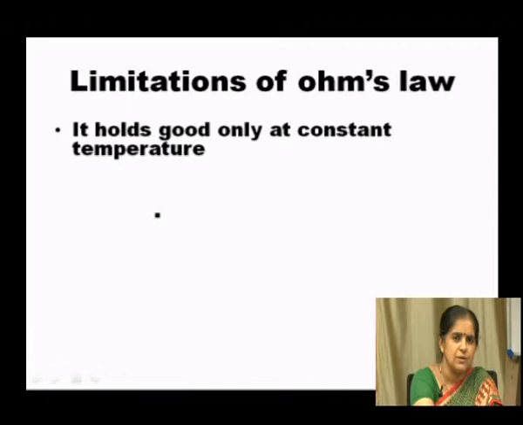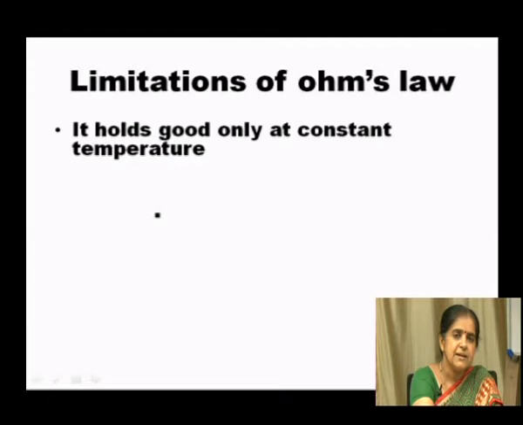Why does temperature play an important role? Because temperature has different effects on different types of materials. In electrical engineering, the materials are classified into three types: conductors, insulators, as well as semiconductors. In the case of conductors, as the temperature increases, the resistance of those materials also increases. So, if there is any variation in the temperature, it is automatically reflected by a variation in the resistance. Whereas in the case of semiconductors, as the temperature increases, the resistance of those materials decreases. So with the increase in temperature, the semiconductor behaves as a conductor.